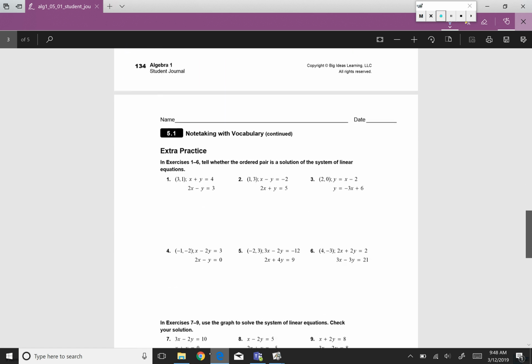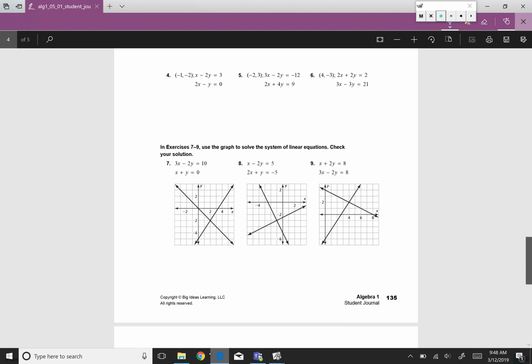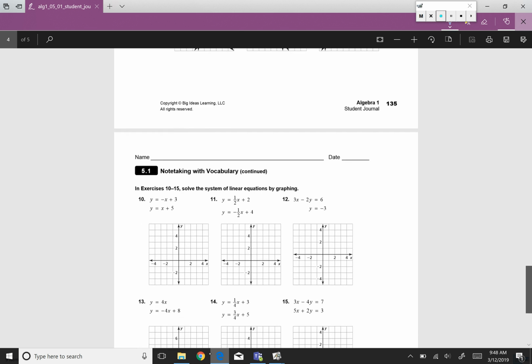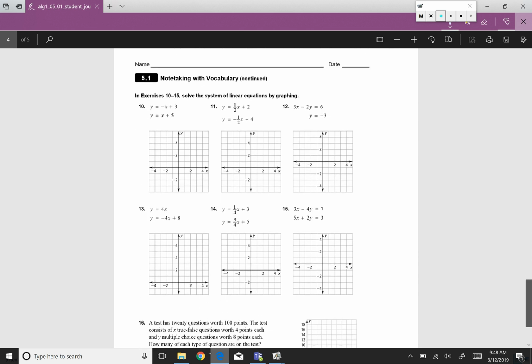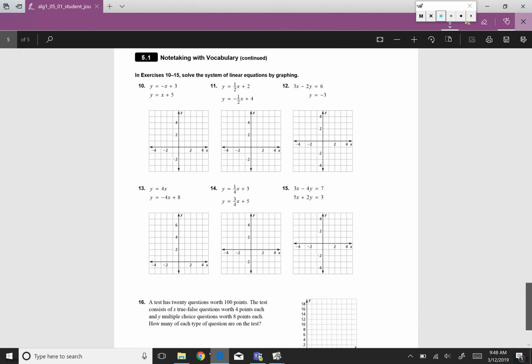So let's go ahead and turn to page 136 in your student journal. And we're just going to try out the first problem on this page, which is question number 10. It says solve the system of linear equations by graphing. Step number 1, we need to graph both equations in the same coordinate plane.